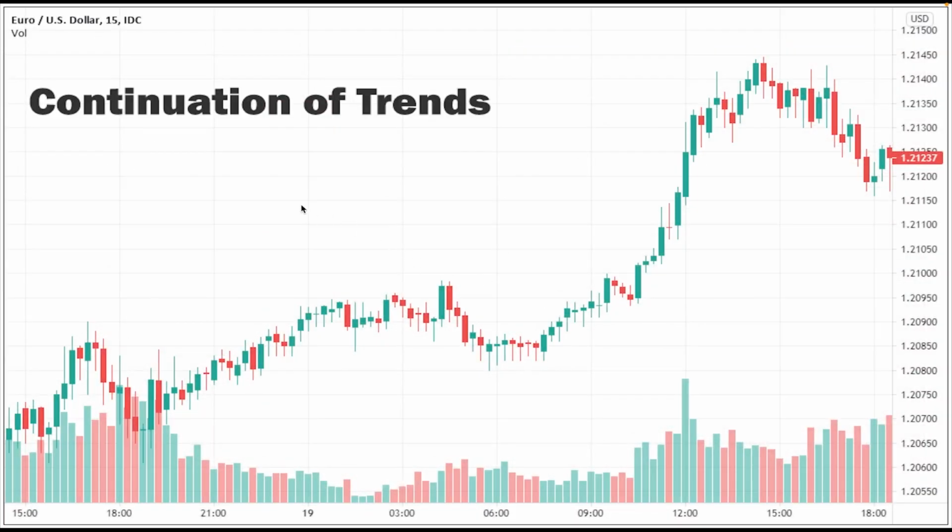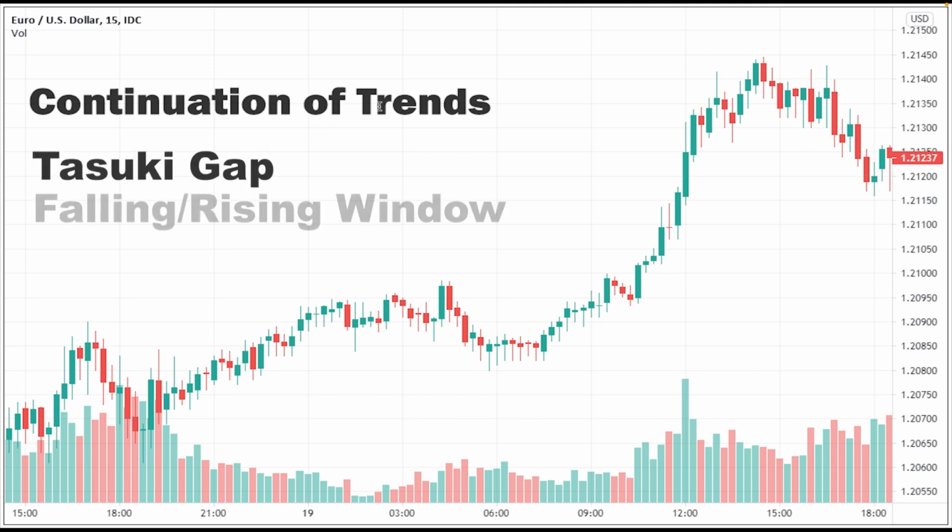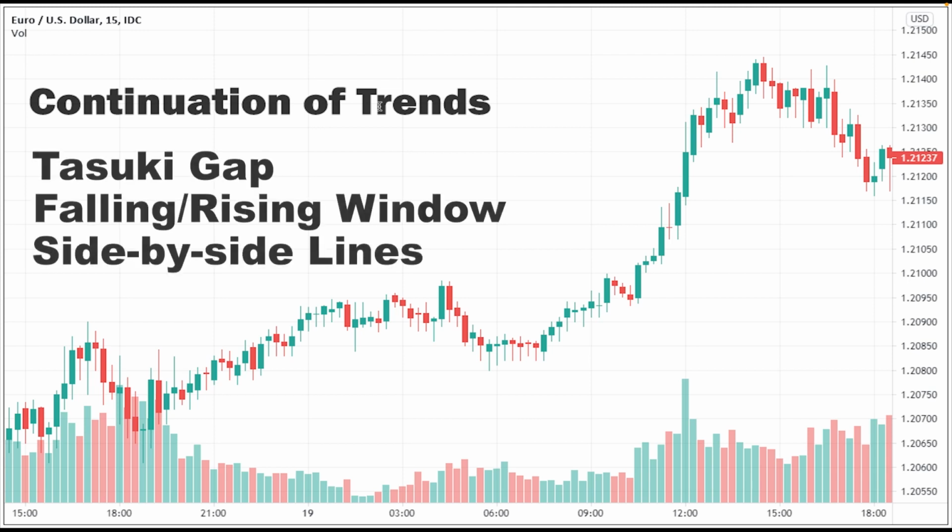Alright, let's begin with the first one, continuation of trends. As you know, there are some continuation candlestick patterns that form somewhere in the middle of a trend, and they tell us that the trend is probably going to continue. We have different continuation patterns like upside and downside Tasuki gap, falling and rising windows, side by side lines, among others.